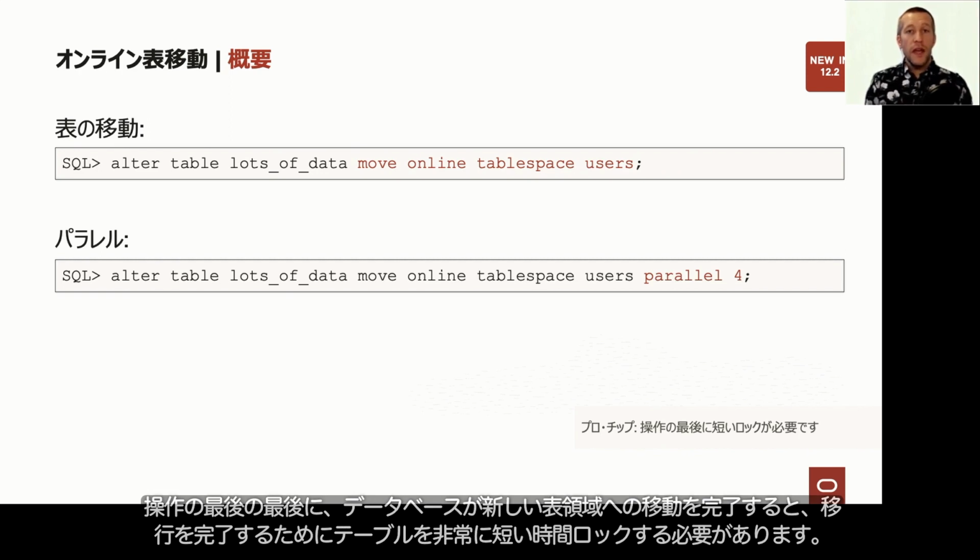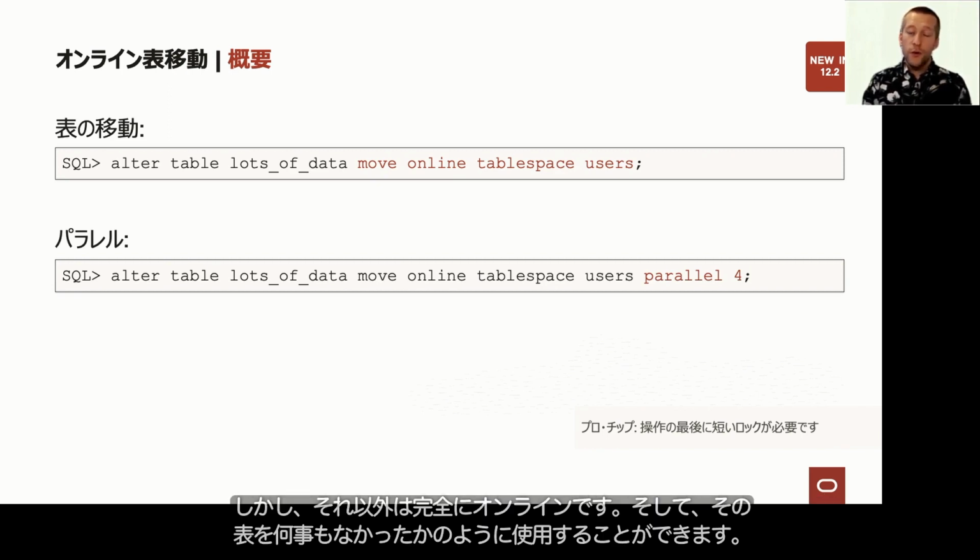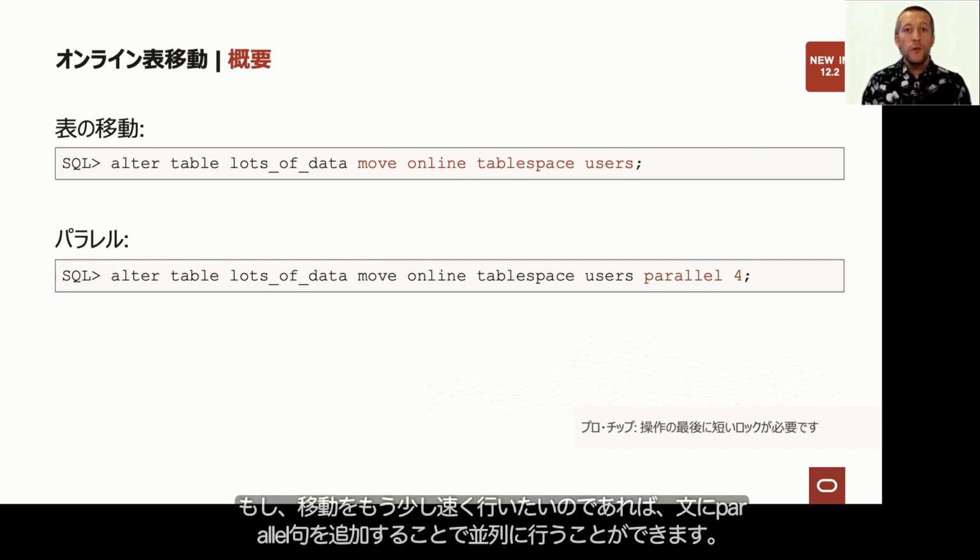At the very end of the operation, when the database has completed the move into the new tablespace, it needs to take a very short lock on the table in order to complete the transition. But other than that, it is fully online, and you can use the table as if nothing is happening to it. If you want the move to happen a little faster, you can do it in parallel by adding a parallel clause to the statement.